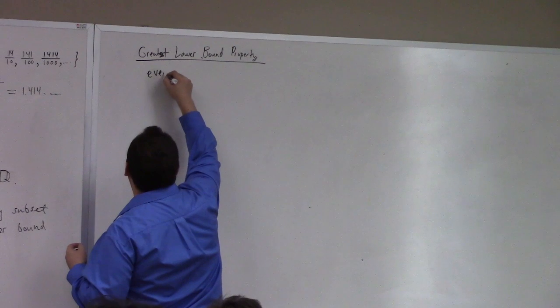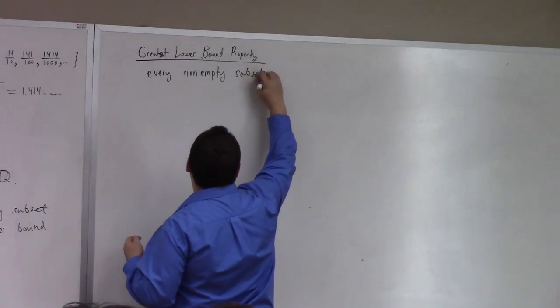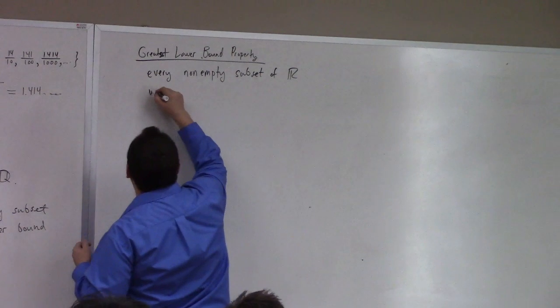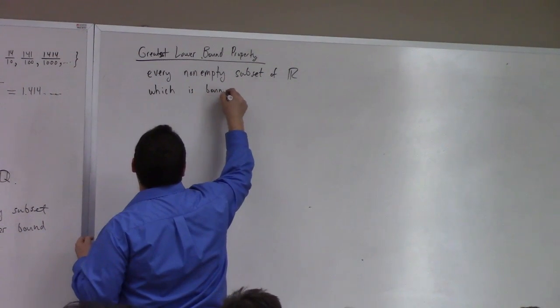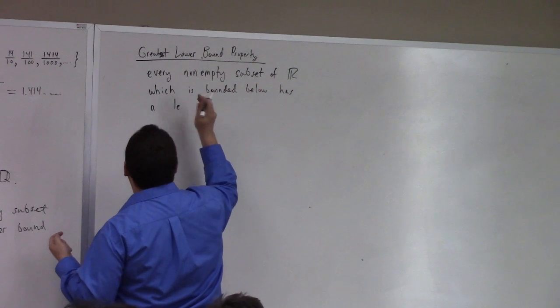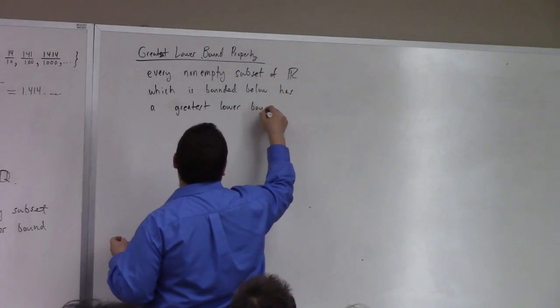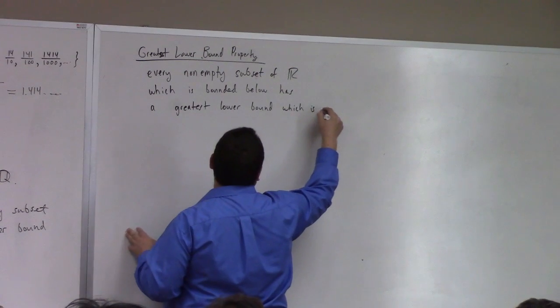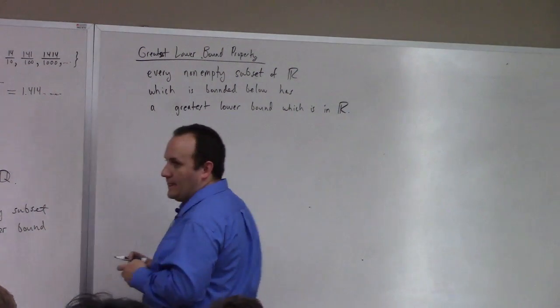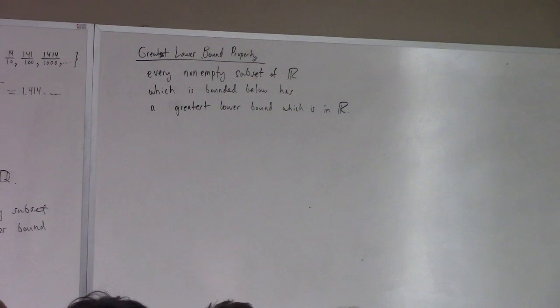It says that every non-empty subset of the reals which is bounded below has a greatest lower bound, which is in the reals. That's not an axiom. You can actually prove that it follows. It's a theorem. Once you have the least upper bound property, the greatest lower bound property follows suit. We could prove that.